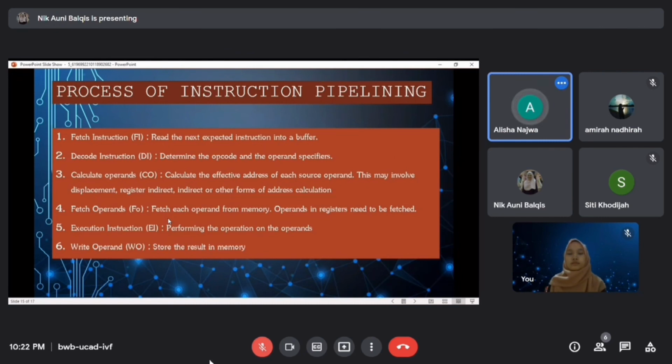The fourth stage is fetch operands. It will fetch each operand from memory. Operands in registers need not be fetched. The fifth stage is execute instruction. It will perform the operation on the operands. And the last stage is write operand. It will store the results in memory.